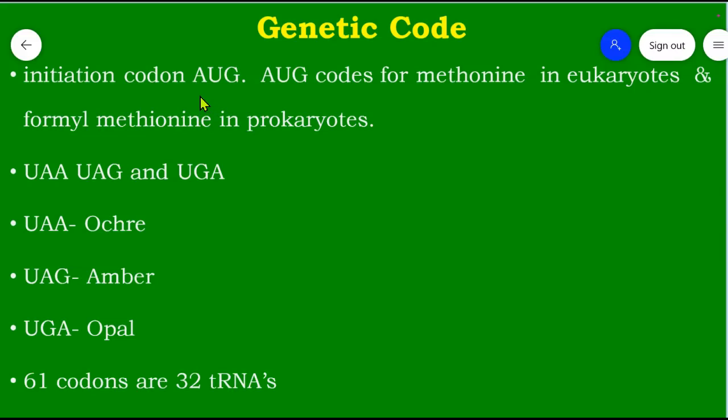I told you before that the initiation codon is AUG. AUG encodes methionine in eukaryotes and formyl methionine in prokaryotes, and these three are the nonsense codons. 61 codons are there for 32 tRNAs. In order to carry the amino acids encoded by 61 codons, 32 tRNAs are required.